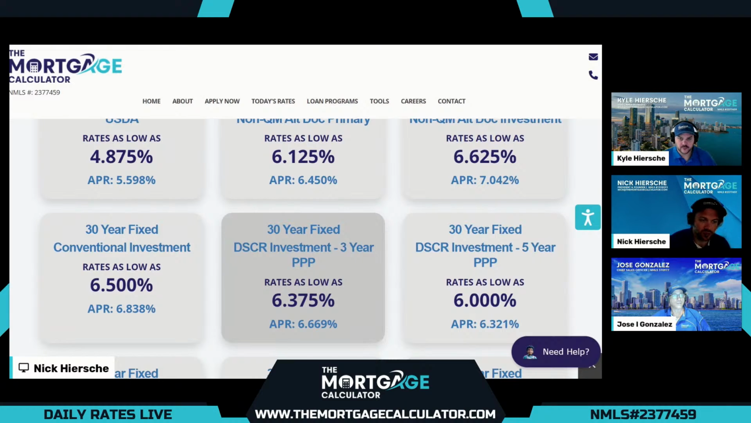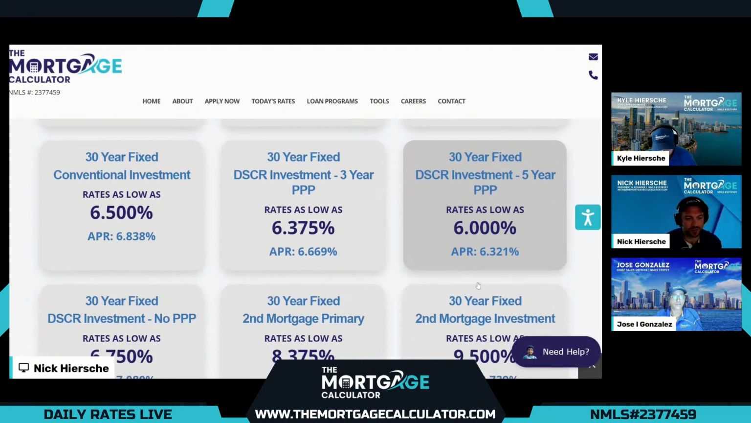3-year prepayment is a pretty standard option here. Rates as low as 6.375 with a 3-year prepay. Final APR 6.669, beating conventional, amazing. And we can even add a 5-year prepay to some of our options to get the rates even lower. Rates as low as 6 flat. This will be amazing once this drops under 6, hopefully later this week. Final APR 6.321, again, beating conventional with a DSCR loan, absolutely amazing.